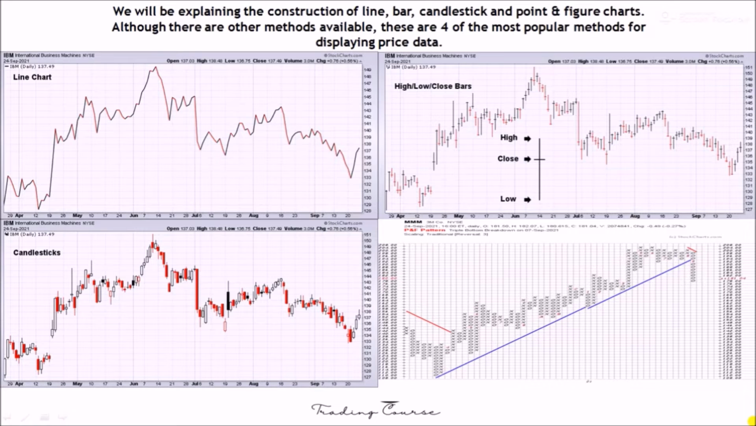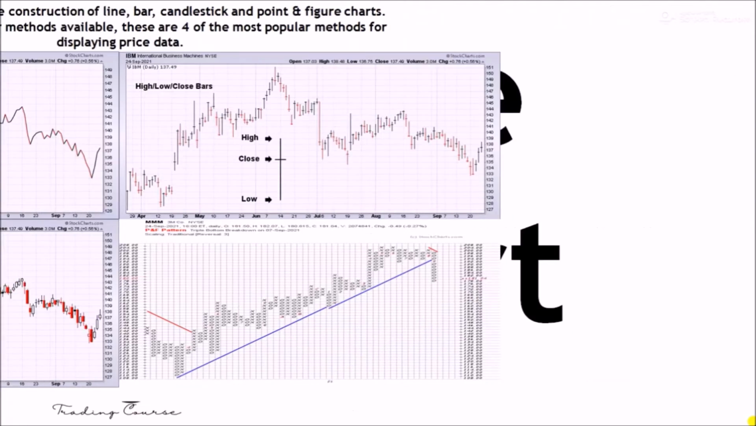We will be explaining the construction of line, bar, candlestick, and point and figure charts. Although there are other methods available, these are four of the most popular methods for displaying price data.